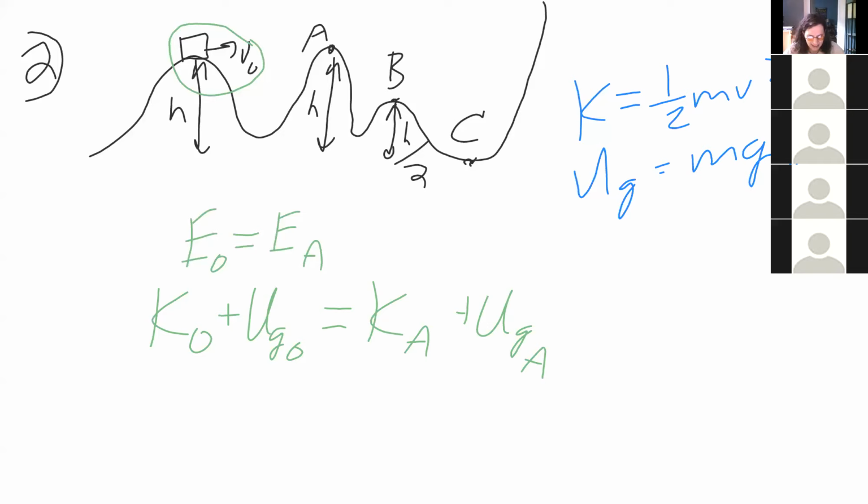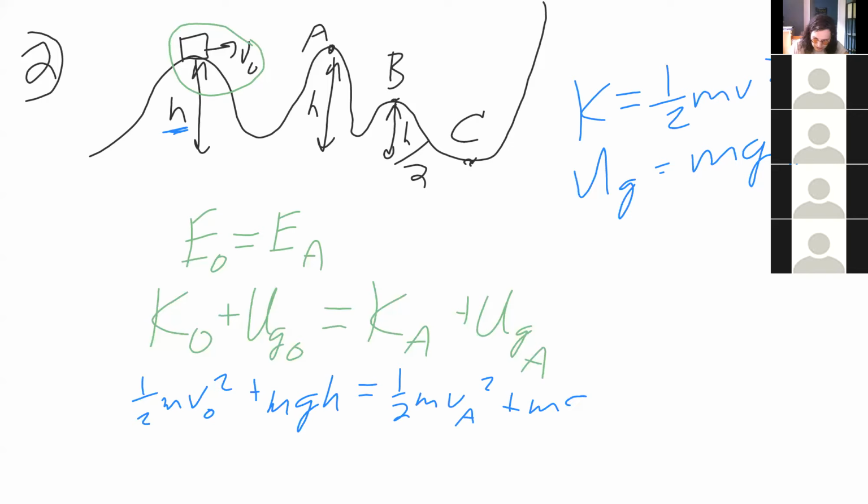And so I can relate here. I can have my 1/2 mv initial squared plus my mgy at height 0. Well, I know that that height is h, so that would be mgh. And I can relate this to the energies at point A. It'll be 1/2 mv sub A squared plus mgy for the height at A. Well, that height at A is actually the same h.